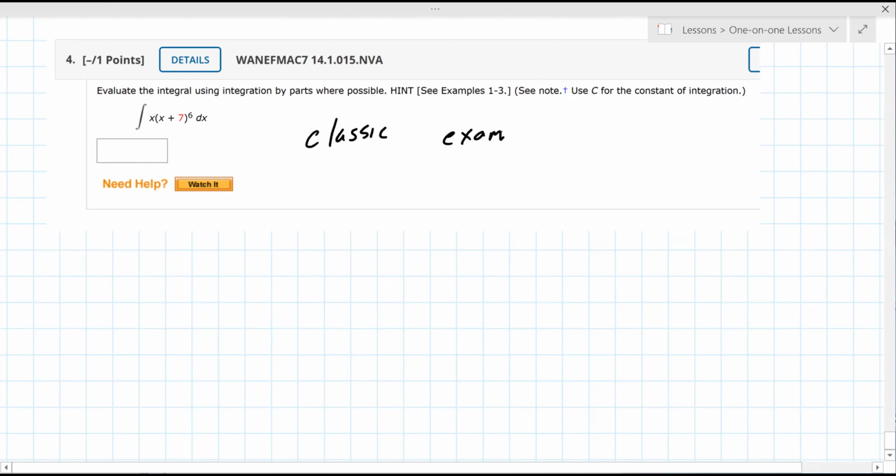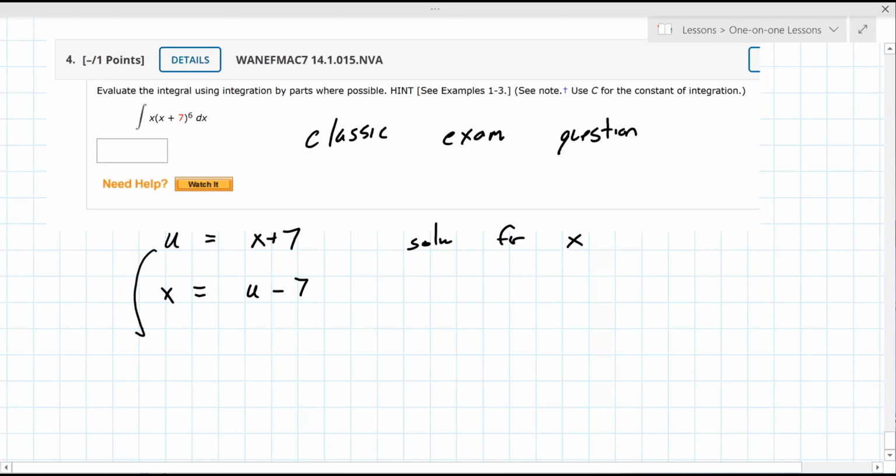Okay. This is your classic exam question. I have no idea if you'll get it on there, because if you don't know the technique, the trick, if you will, you just end up getting stuck on this. So the trick here, I hate even saying that, it's not even integration by parts. It's u equals x plus 7, and then you solve for x. So x equals u minus 7. Okay, and you might be like, why are you doing all this? I'll show you in a moment.